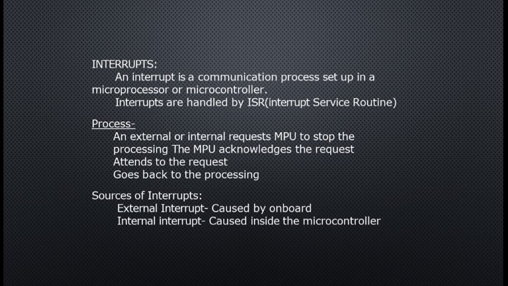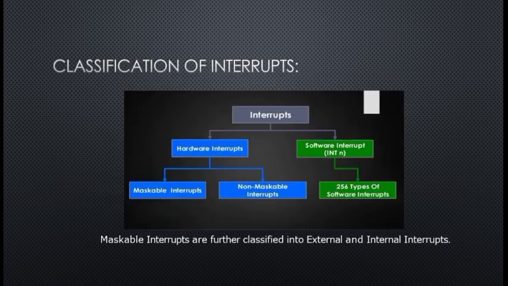Source of interrupts: an external interrupt is caused by the onboard hardware, an internal interrupt is caused inside the microcontroller. Classification of interrupts: there are two types, hardware interrupts and software interrupts. The hardware interrupts are maskable interrupts and non-maskable interrupts. Software interrupts: 256 types. Maskable interrupts are further classified into external and internal interrupts.